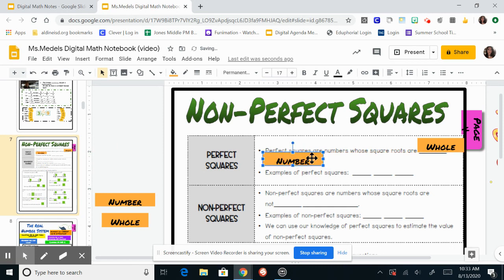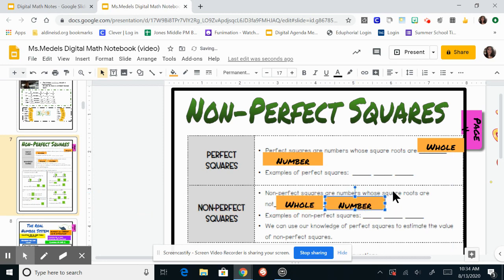Some examples of perfect squares we talked about are numbers like 16, 4, 25, anything that'll give you a whole number. Of course, non-perfect squares, you can probably guess, are numbers whose square roots are not whole numbers. So again, we're just going to drag and drop our vocab in there. I'm not going to give you examples in this section, but I'm going to show you when we get down.